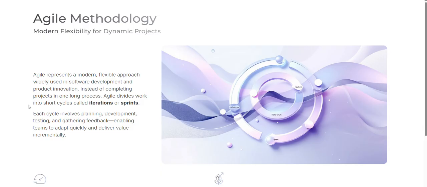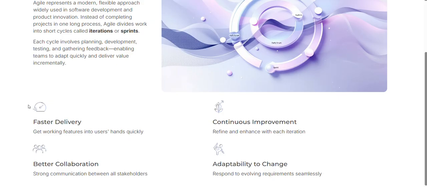Now, instead of completing the project in one long process, agile divides the work into short cycles, which are known as iterations or sprints. Each cycle involves planning, development, testing and gathering feedback, which is quite the same as waterfall, but the one change here is it's flexible, so you can go to your previous step to do some editing or change some planning. It enables teams to adapt quickly and deliver value, which is a very good thing.